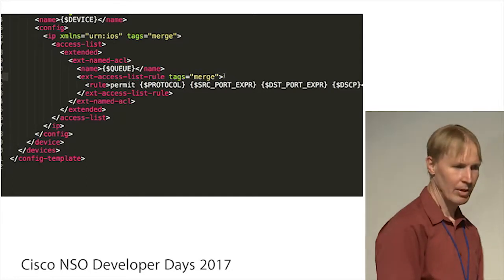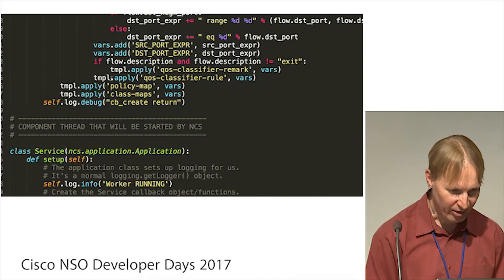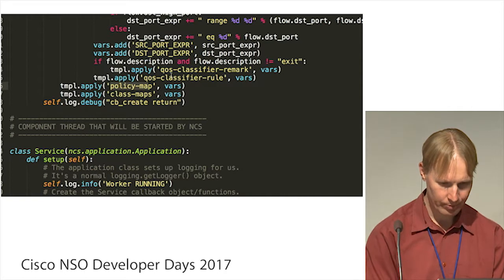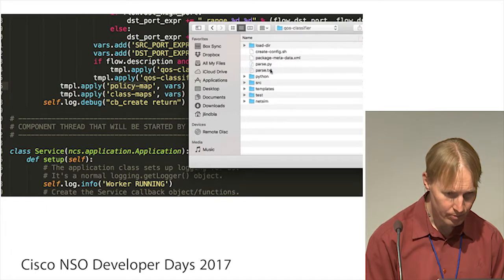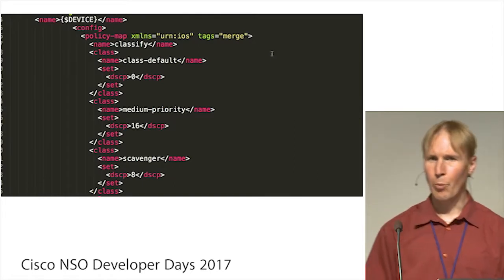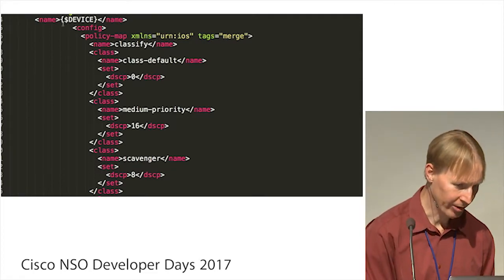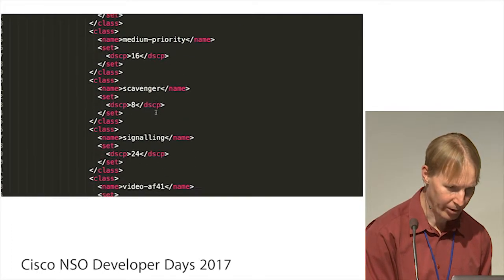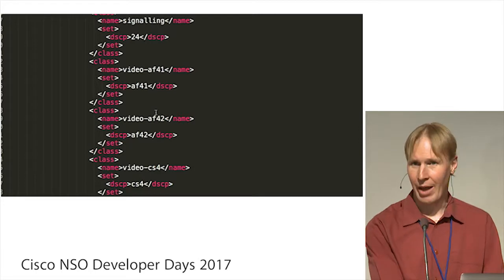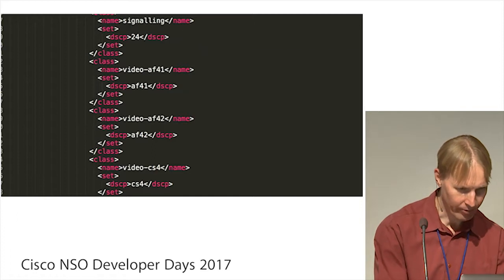Anything else? For completeness, I can just open up those two last, policy map and class maps. So this is the sort of boilerplate thing. This is hard-coded values that should also always be on every device. So the only variable in here is the name of the device that you should apply this to, and then just classify 0, medium priority 16, scavenger 8, and so on. We want all devices to have this in there, because otherwise those rules won't work. And we have one more similar just to have the last one in there too.